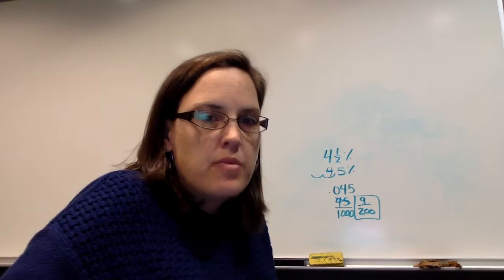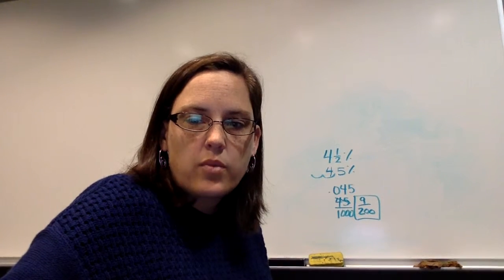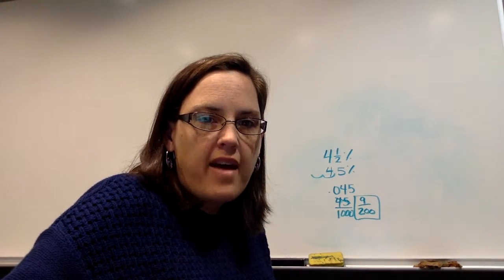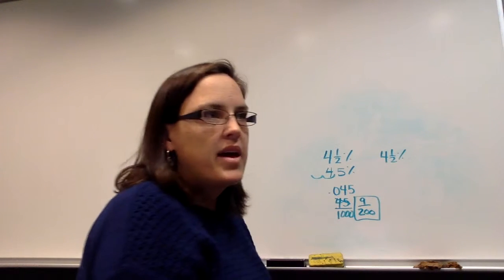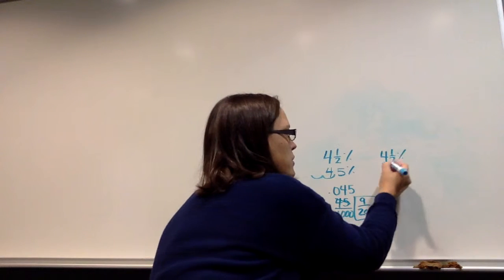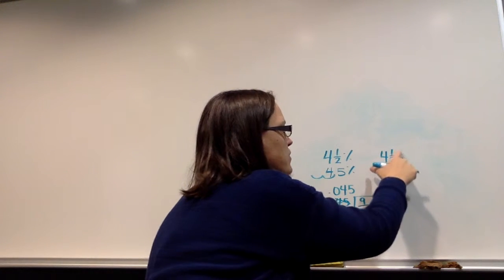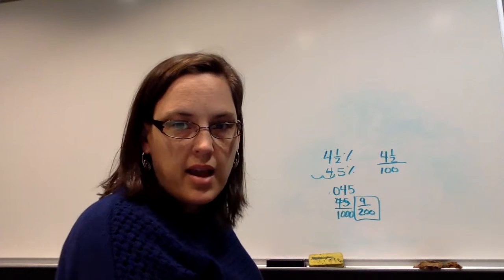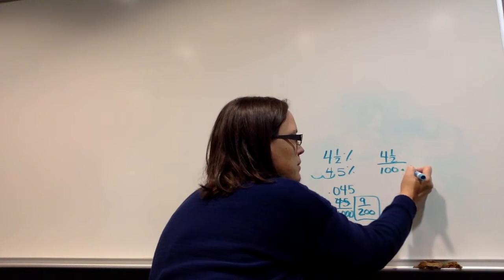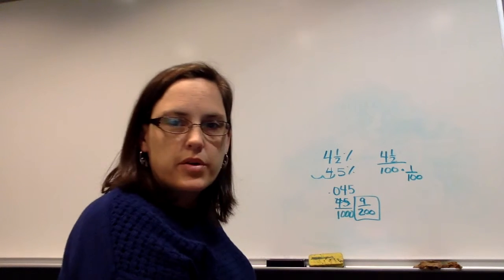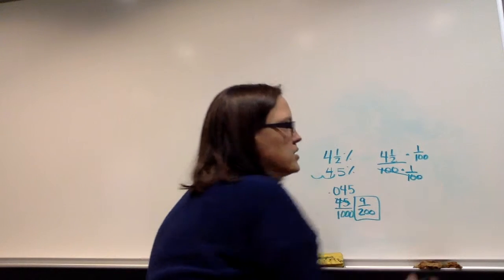I'm going to do that same exact problem now with the strategy that the book presents, and this is what that looks like. So I'm going to write down 4.5% as a complex fraction, and we know that percent means per 100. So 4.5% is written like that, 4.5 over 100. And I'm going to get rid of the 100 by multiplying by the multiplicative inverse, or the reciprocal, which is 1/100th.